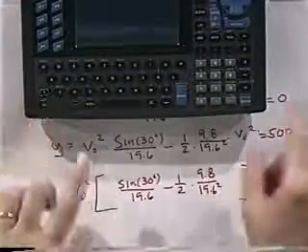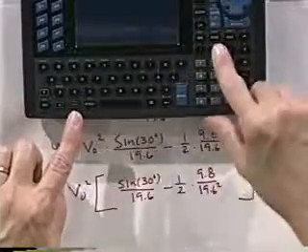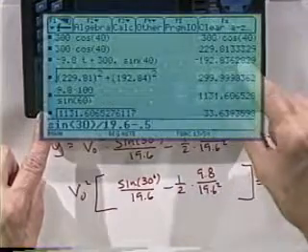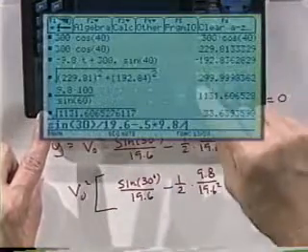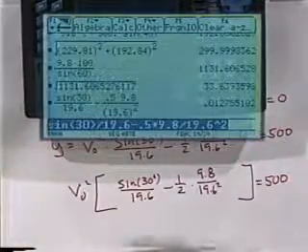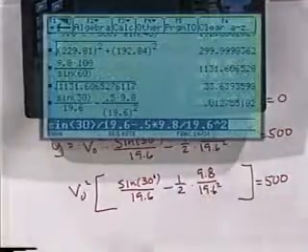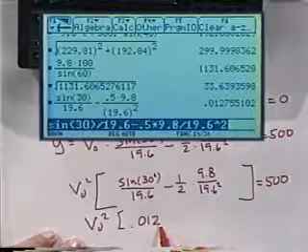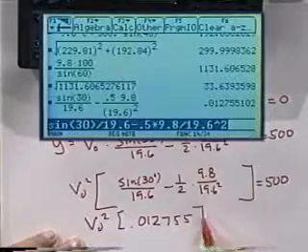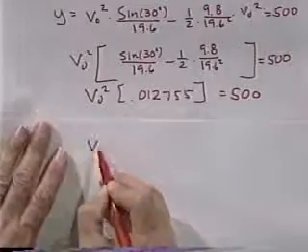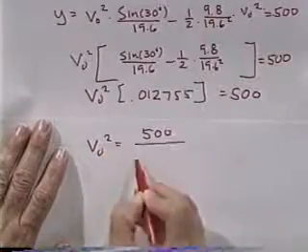We get sine of 30 divided by 19.6 minus 1/2, which is 0.5, times 9.8 divided by 19.6 squared, unless I made a mistake. And I get, what do I get there? 0.012775? That times v naught squared is equal to 500. And so therefore, v naught squared would be 500 over that number.